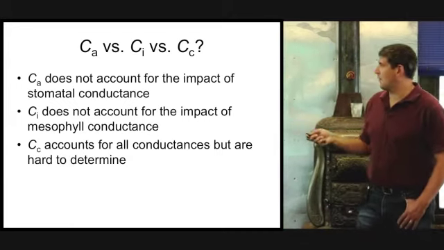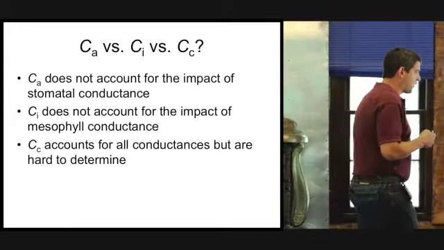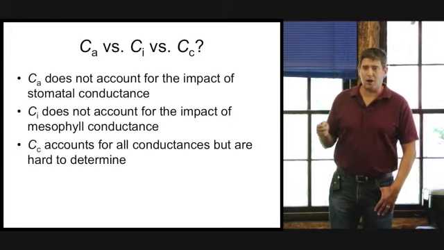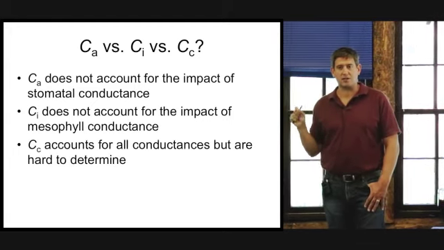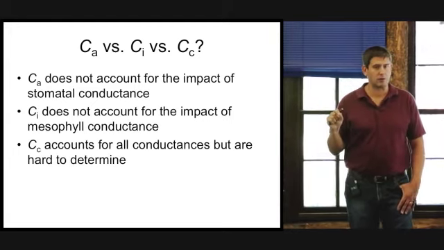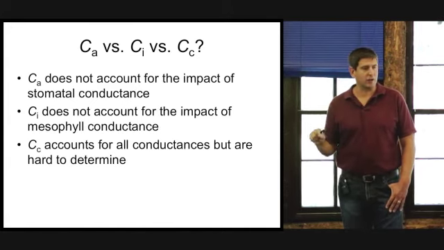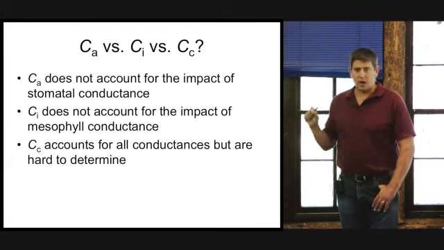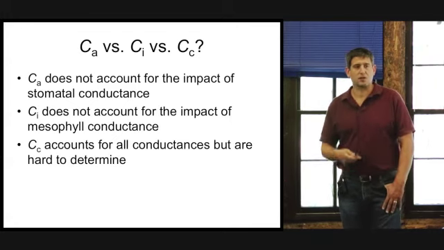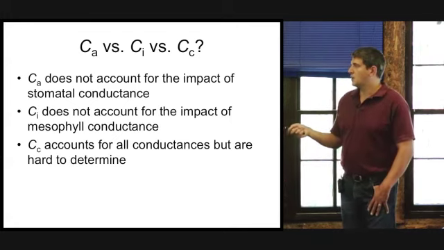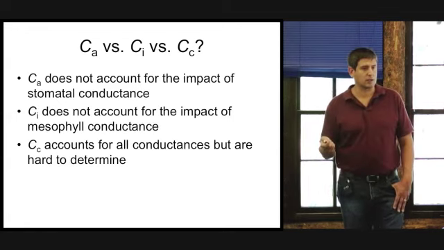Modeling CA does not account for the impact of stomatal conductance. So if you're modeling an ecosystem, you do not want to model that ecosystem just based on CA, your atmospheric CO2 concentration, because stomata are dynamic. They change with light, they change with temperature, they change with vapor pressure deficit, they change with a whole range of different things. So if you account for CI, you're not accounting for the impact of mesophyll conductance.